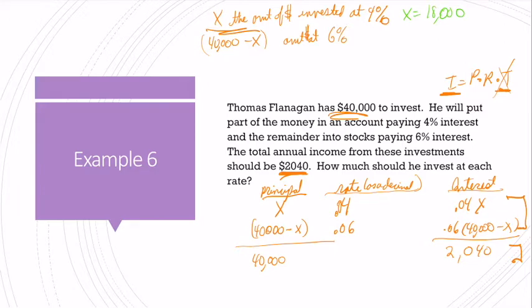In order to figure out the investment amount at 6%, we have to take 40,000 minus x. Well, x in this case is 18,000. That means I have 22,000 invested at 6%.